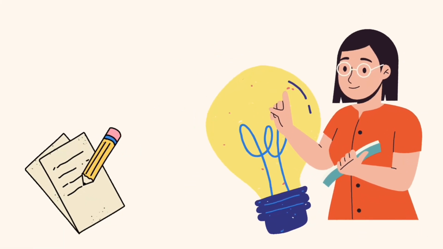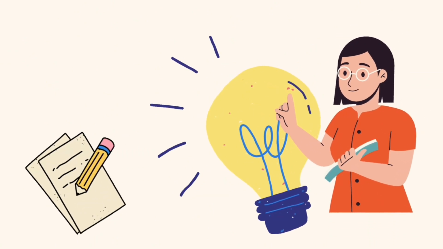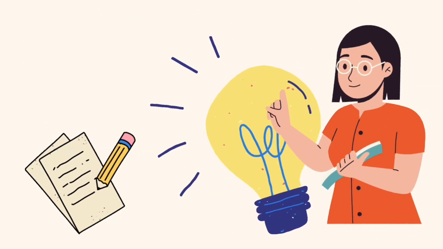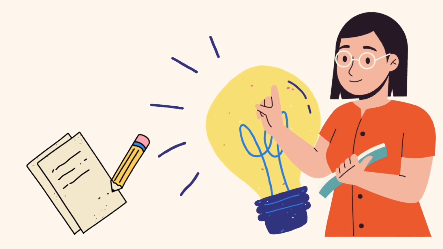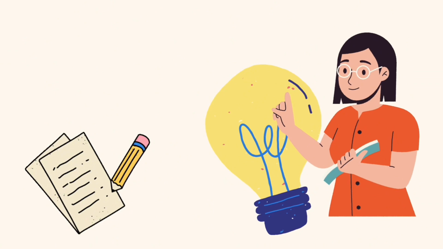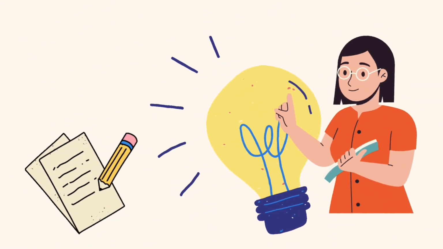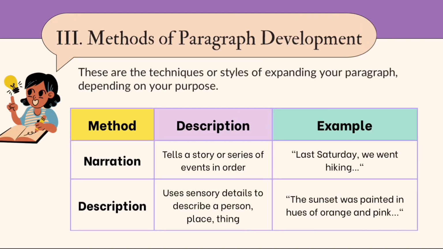Okay, now that we know what makes a paragraph strong, let's talk about the different ways we can develop one. Just like there are many ways to tell a story or explain something, there are different methods to develop a paragraph depending on your purpose. Let's go through them one by one, and I'll give an example for each to make it clearer. Narration is storytelling. You're telling events in order, like sharing what happened during your weekend. Example, last Saturday, we went hiking. Use narration when you want to share a personal experience or tell a series of events.